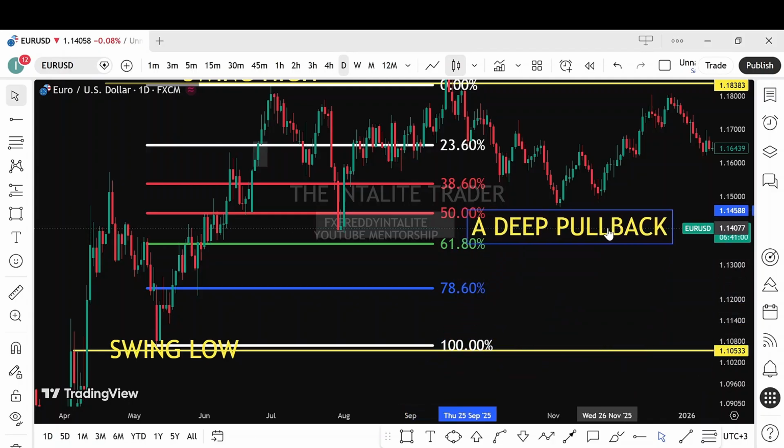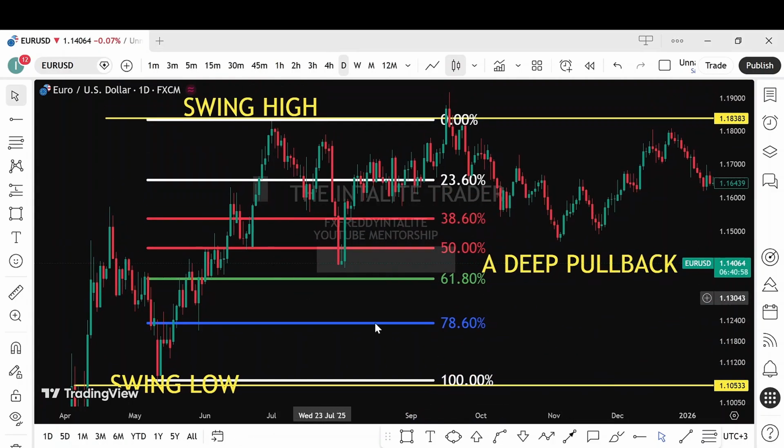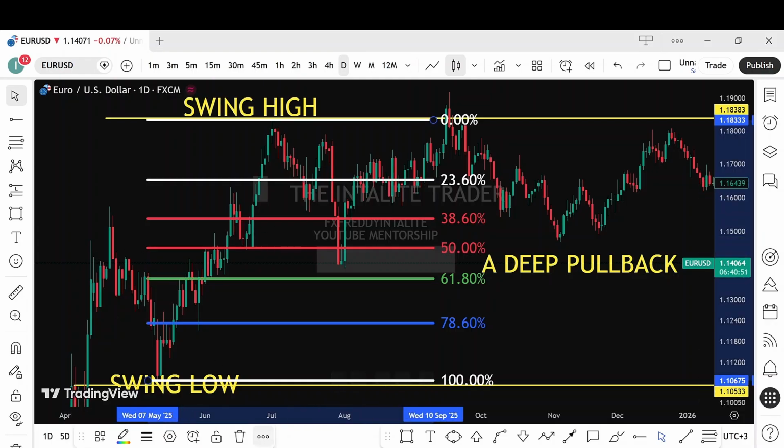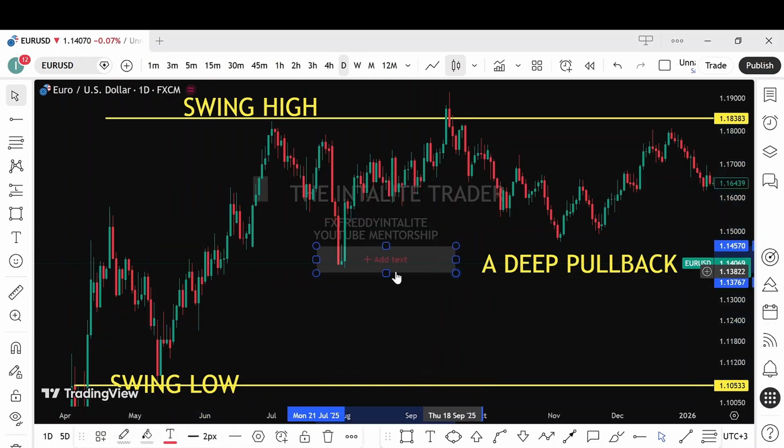Which pullback is this? It's a dip. It's below 50. Now, the reason why I said you need to have rules as a trader, I want you to see this.